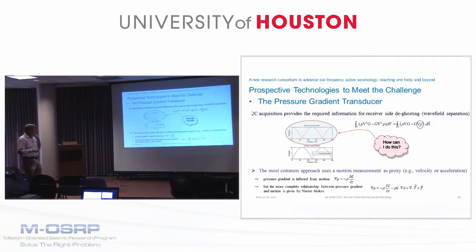The way that's used is you measure motion, and then using conservation of momentum, you infer pressure gradient from that motion measurement. And that should work absolutely fine as long as the acoustic wave is the only dynamics of the system. But unfortunately with streamers, there's a lot of other dynamics going on. If I consider the full relationship between pressure gradient and motion in the Navier-Stokes equation, you can see that inferring pressure gradient from motion is much more difficult to do. And we see this becoming very problematic as you get to the lower frequencies in multi-component streamers.